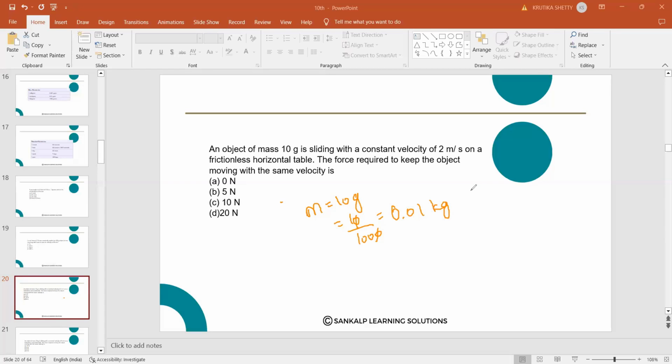Okay, so the force required they are asking. So force is equal to m into a. So this is equal to, an object of mass 10 gram, this is becoming 0.01 kg. It is moving with a constant velocity on a frictionless horizontal table. The force required.